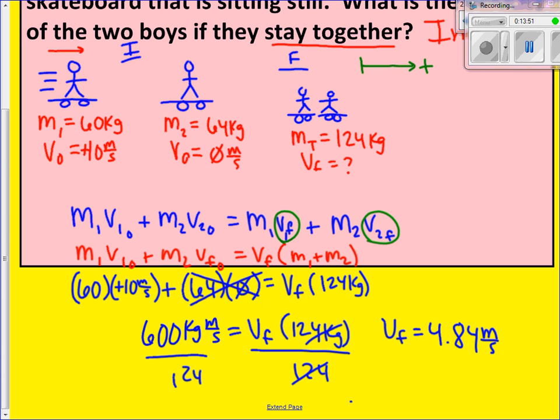As long as you stick with your signs appropriately throughout all the problems, the sign will come out correct at the very end. So for example, since I came out with a positive 4.84, I know that it is in the positive direction. And so after the collision, the boys must still be moving to the right. And if you think about it, that fits common sense. There's no way they would be moving to the left if they were to undergo that type of collision.